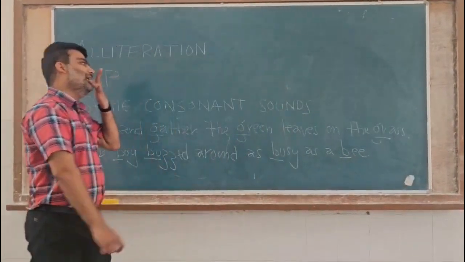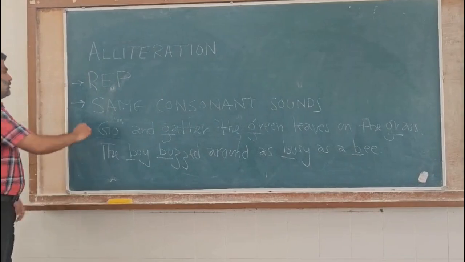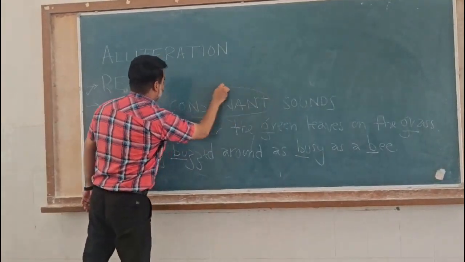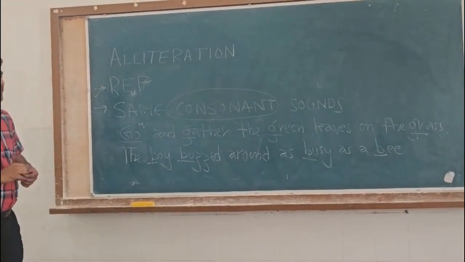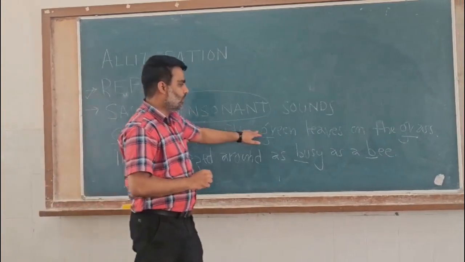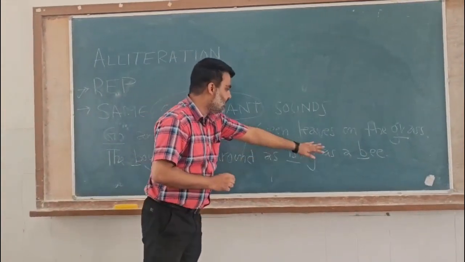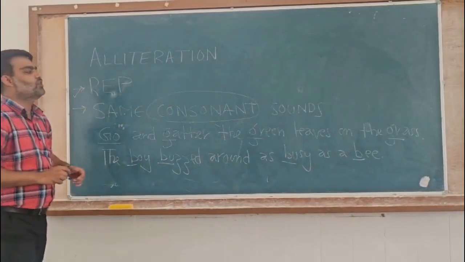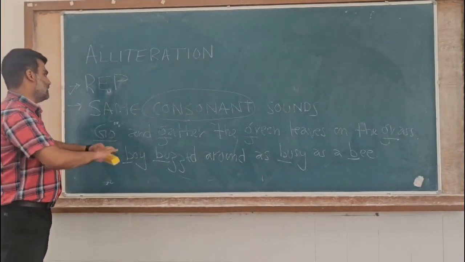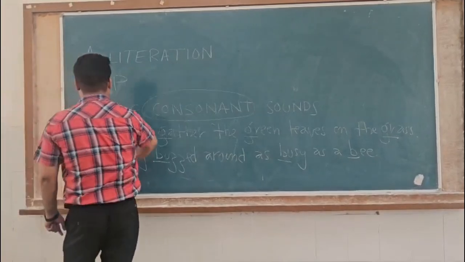So this is what alliteration is. It is the repetition of the same consonant sound. It's never a vowel sound, it is the repetition of the same consonant sound at the beginning of two or more words immediately succeeding each other or placed at short intervals. Okay, now let's have a look at another poetic device.